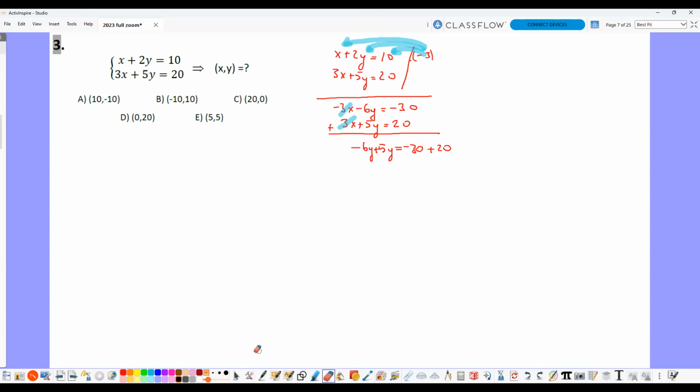We repeat them down, then we start to add here. Minus 6y plus 5y is equal to minus y. Minus 30 plus 20 is equal to minus 10. So y is equal to 10. Now, I'm checking the answers, and I see that only y is equal to 10 is answer B, which means the answer to the question should be B.